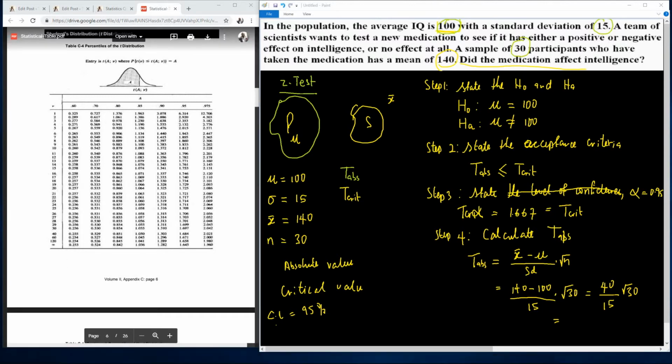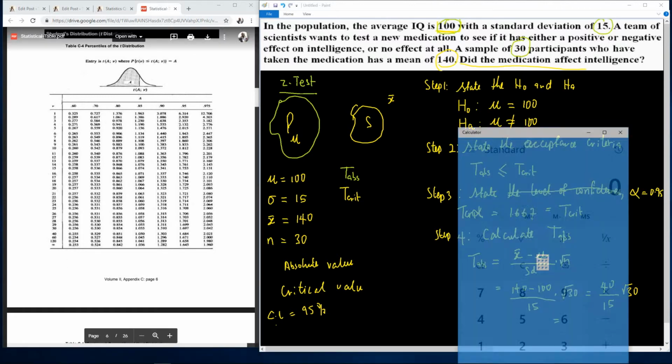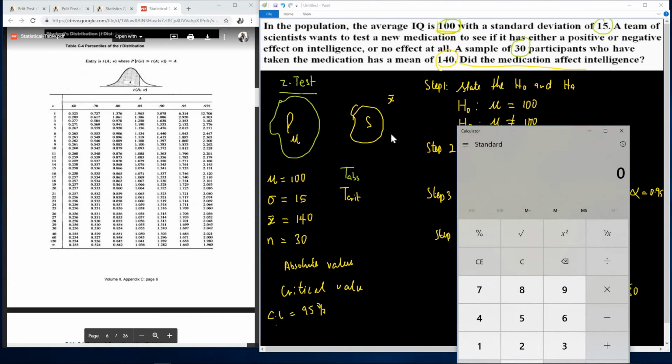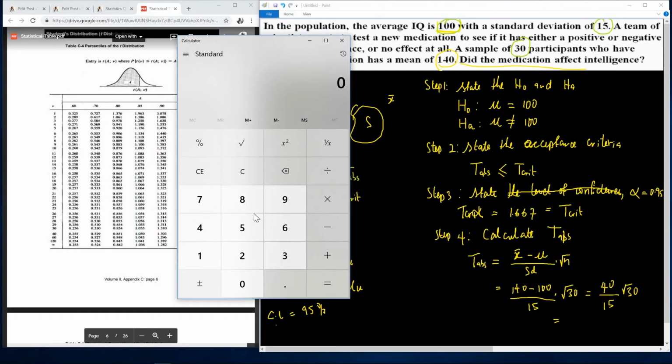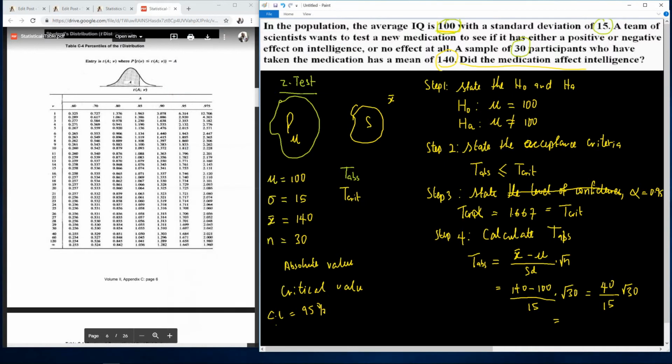So let me quickly use the calculator in the system. All right, so let's start with root 30. I'm going to multiply by 40, and divide by 15, and that will give us 14.61.